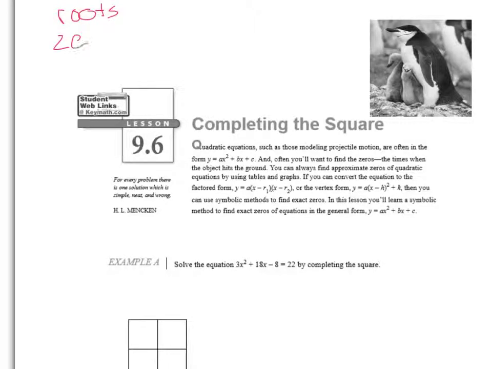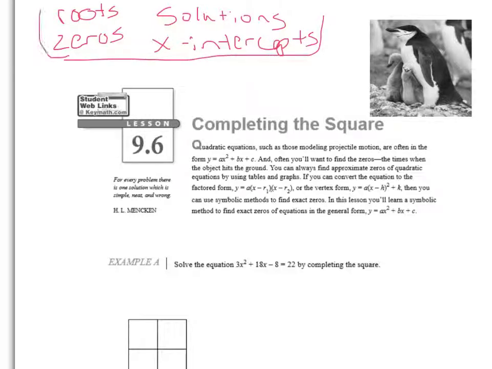Roots, zeros, solutions, and x-intercepts. When we talk about those 4 words, they all mean the same thing. It's just how we get them.